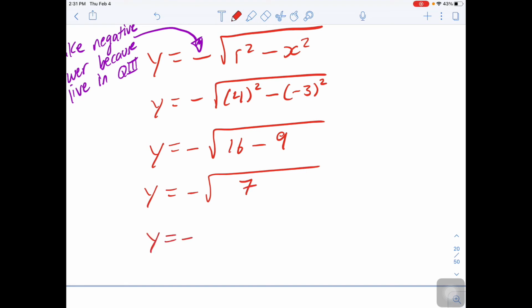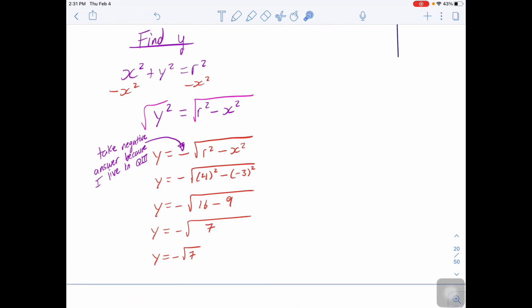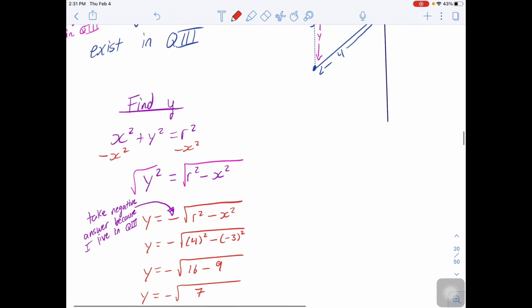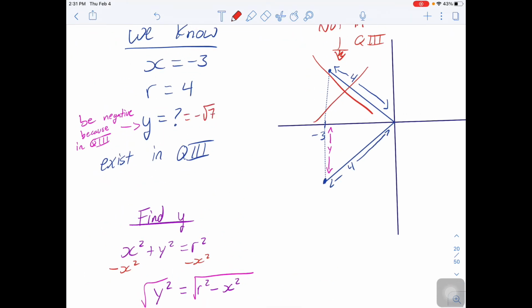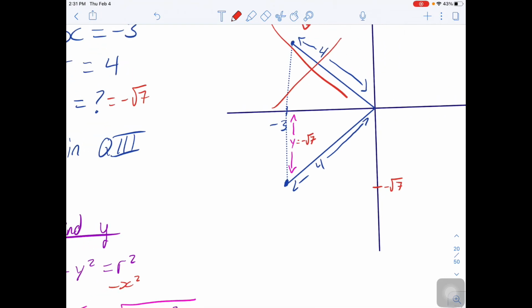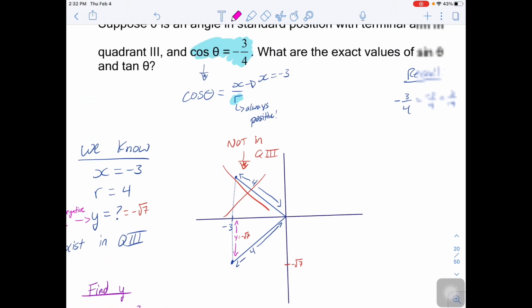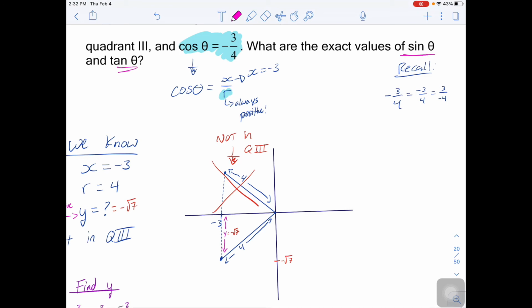So y looks like it'll equal -√7. And I'm not going to put that into a decimal because I want exact values. So keep it like this. We want exact answers. So y equals -√7. So this here is -√7. And now finding our ratios of sine and tan will not be very hard.